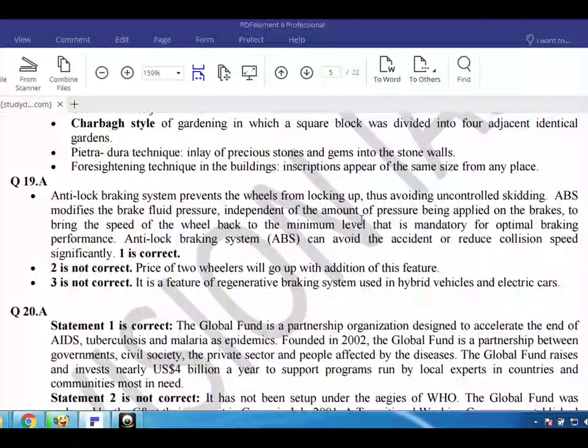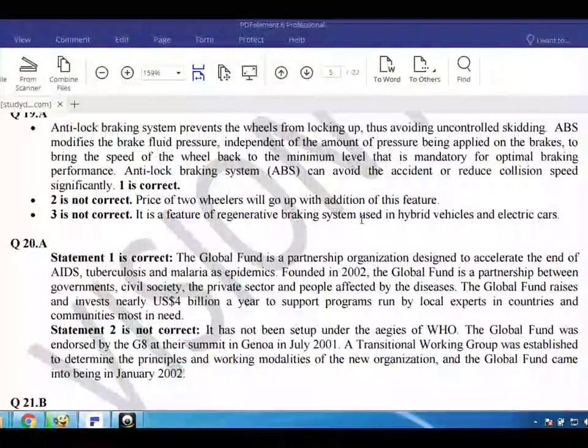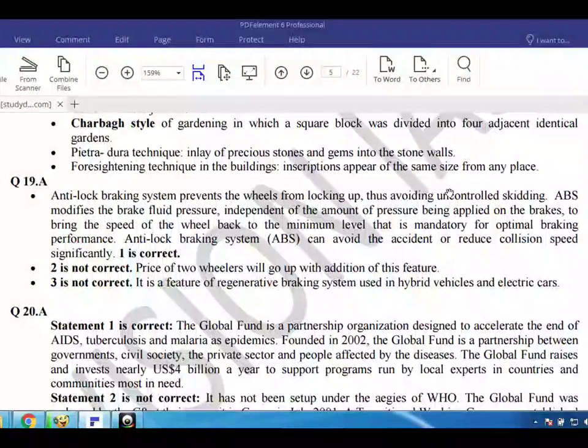Q19.A Anti-lock braking system prevents the wheels from locking up, thus avoiding uncontrolled skidding. ABS modifies the brake fluid pressure, independent of the amount of pressure being applied on the brakes, to bring the speed of the wheel back to a minimum level that is mandatory for optimal braking performance. Anti-lock braking system ABS can avoid the accident or reduce collision speed significantly.